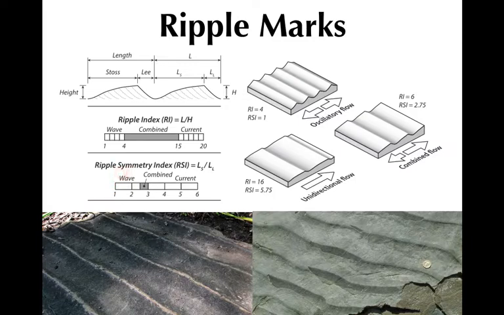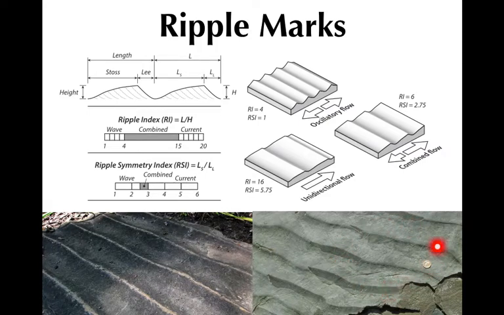The ripple symmetry index is another measure to differentiate wave ripples from current ripples. Wave ripples, those produced under oscillatory current, are very symmetrical, and current ripples produced under unidirectional flow are very asymmetrical. And so the ripple symmetry index is a ratio between the length of the upstream side of the ripple versus the length of the downstream side of the ripple, LL and LS. And so the larger that is, the more likely it is that your ripple was produced under unidirectional flow.